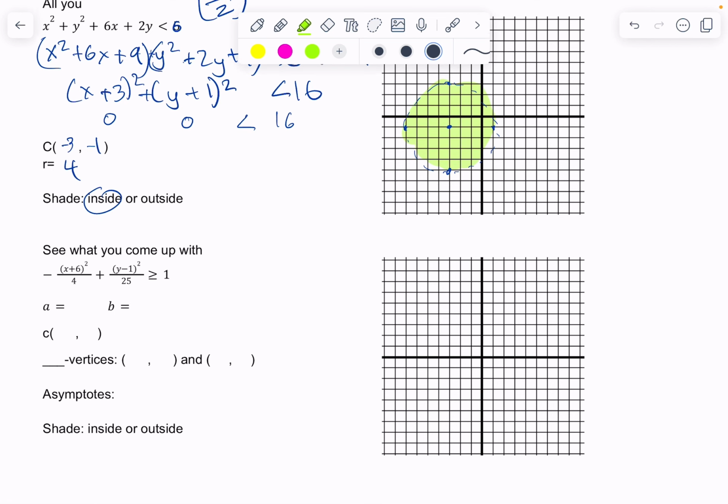I'm curious how you would draw this one. We had just covered hyperbolas, so I would leave this to you. I would pause the video and let you solve this yourself.